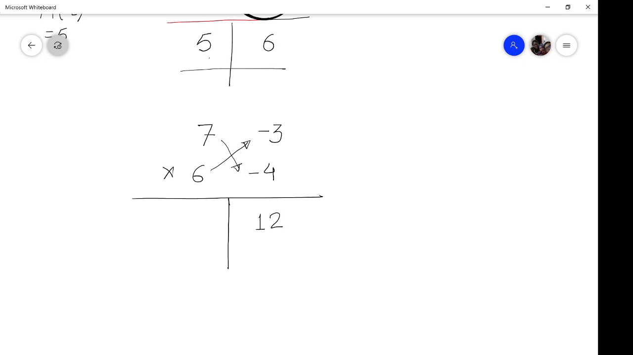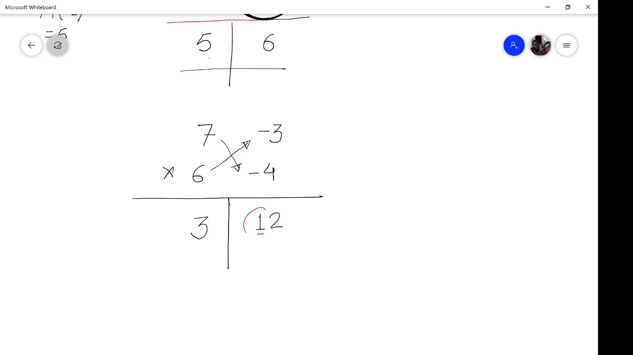You should be getting the same answer. That is, 7 plus minus 4 is what? 3. And likewise 6 plus minus 3 is 3. So whichever way is convenient to you. But the thing here is that you have 12 here, which is now a tens placeholder, so you only require one.